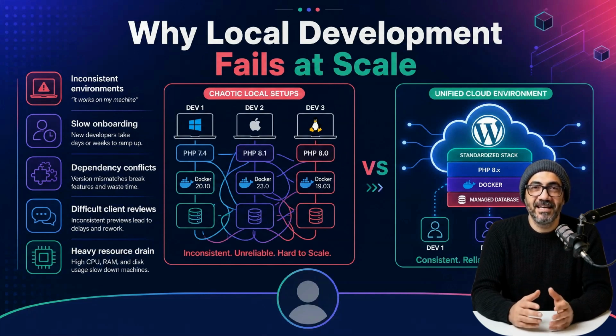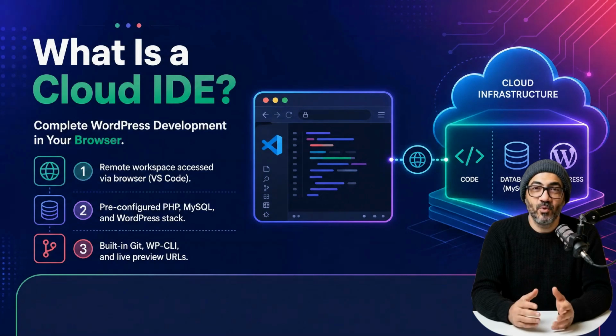So what exactly is a cloud IDE? It's a fully browser-based development environment where your code, database, and WordPress installation all live in the cloud. Instead of installing tools locally, developers open a browser, connect to their environment, and start building immediately. Key components include cloud-hosted infrastructure, a browser-based code editor, a live WordPress instance, and a database, all managed and accessible from anywhere. There are 5 key benefits that make cloud IDEs a game changer for WordPress teams.